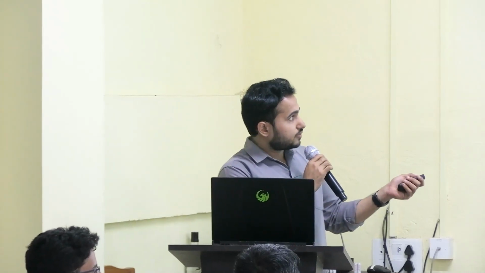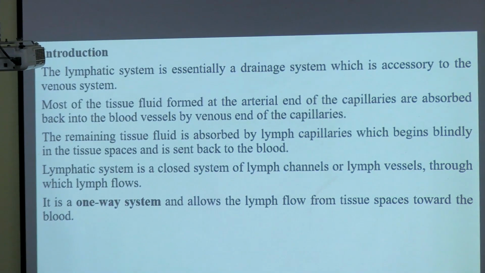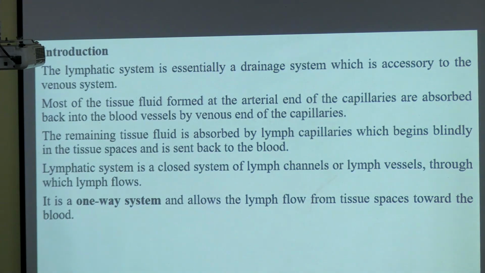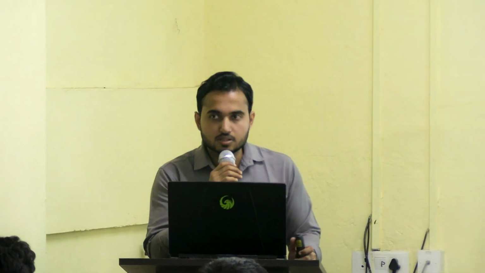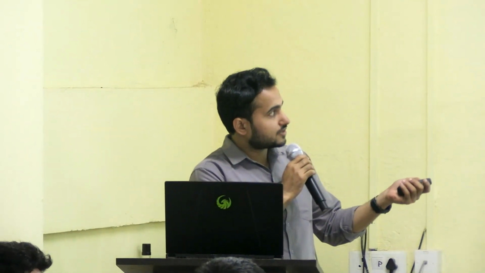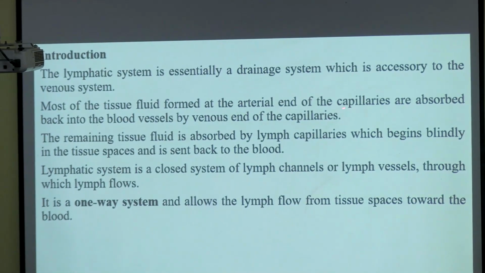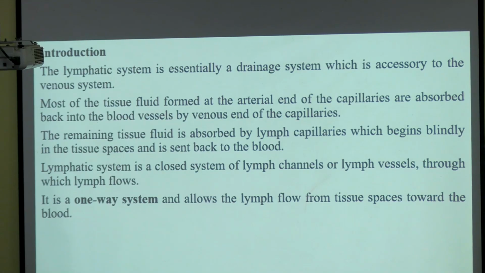Now, most of the tissue fluid is formed at the arterial end of the capillaries. In the last class, if you remember, we discussed the microscopic structure of blood vessels: the arteries, then arterioles, then capillaries. I have shown you the structure of capillaries. Whenever the blood is flowing through the arterial end of the capillaries, most of the tissue fluids are formed, and are absorbed back into the vessels by the venous end of the capillaries.